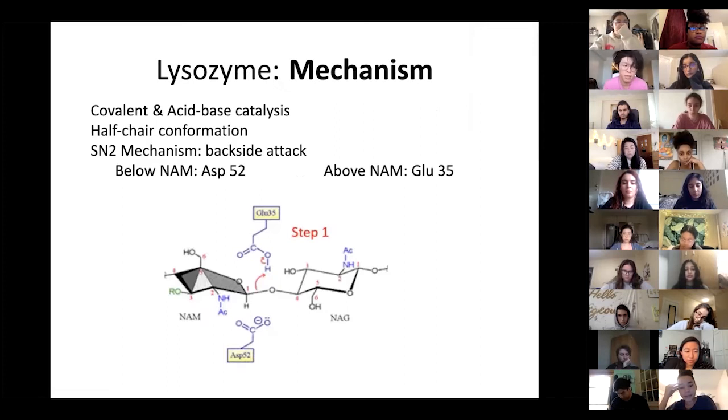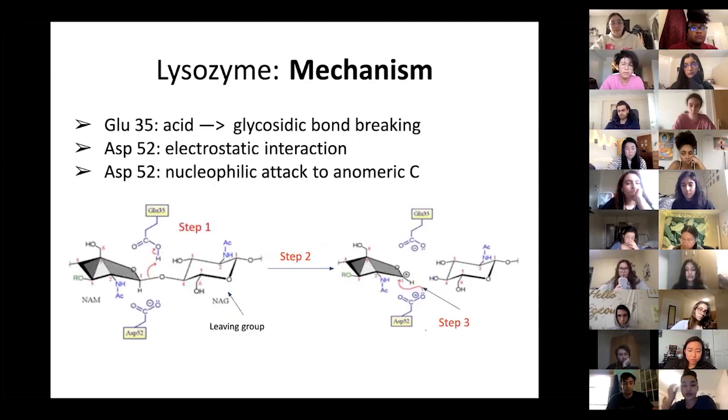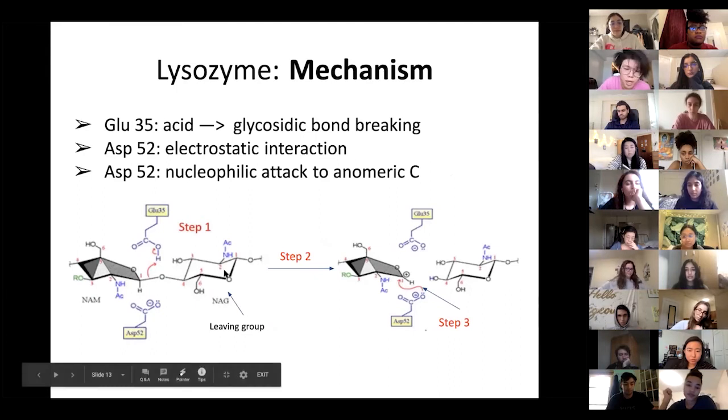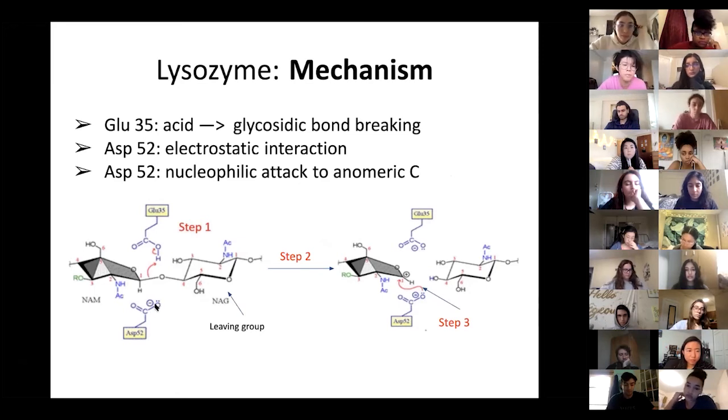Once in contact with the enzyme, the NAM part turns into a half-chair conformation. The mechanism of lysozyme is an SN2 mechanism, meaning that aspartate has to be below NAM and glutamate has to be above NAM in order to assure a backside attack and leaving group of NAG. And glutamic acid protonates to break the glycosidic bond, and aspartate's oxygen is having a favorable electrostatic interaction with the hydrogen and anomeric carbon of the NAM, assisting to form an oxonium ion.